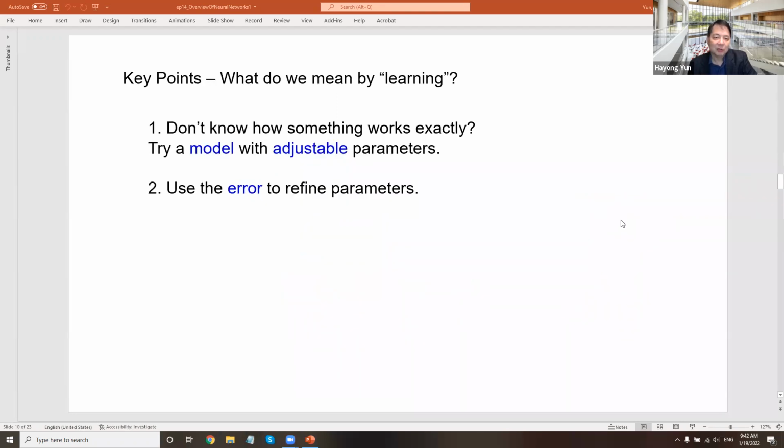What I'm trying to say is that what we mean by learning is that we don't know exactly how something works. We try a model, like the linear model for kilogram-pound conversion with adjustable parameters. We initially guess this parameter, but then by trying out various data points, we adjust it, using the error to guide ourselves how to adjust. It's like in the old days with a radio, you have a dial and tune into the right frequency to listen to something. It's something like that, isn't it?